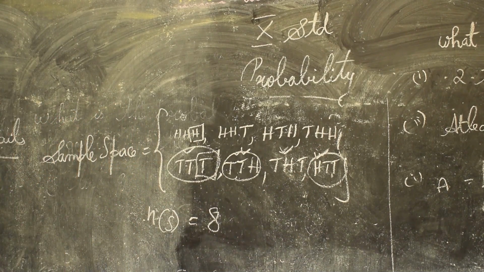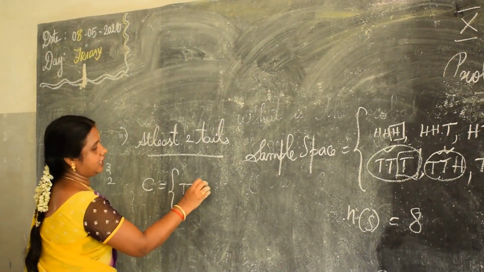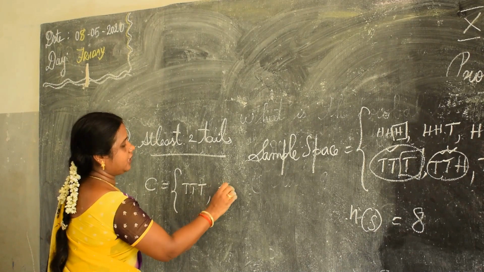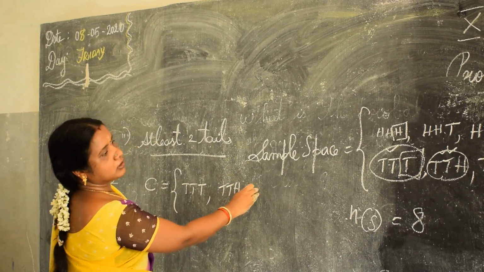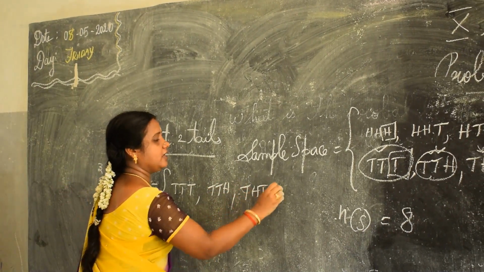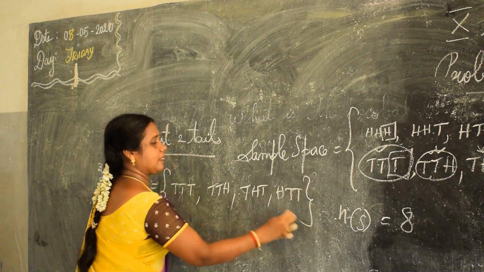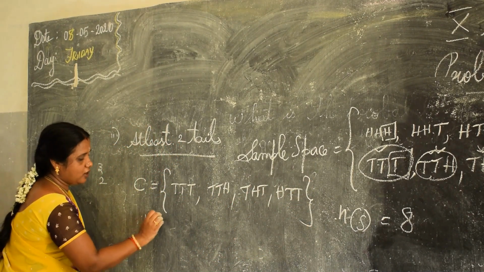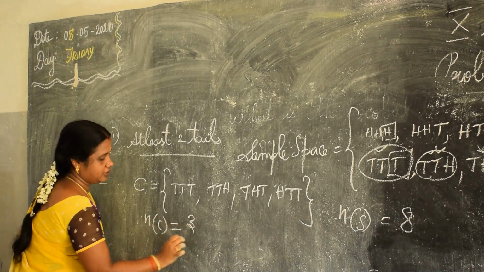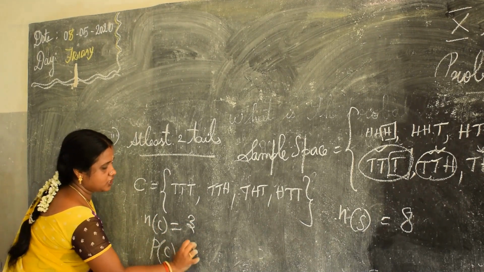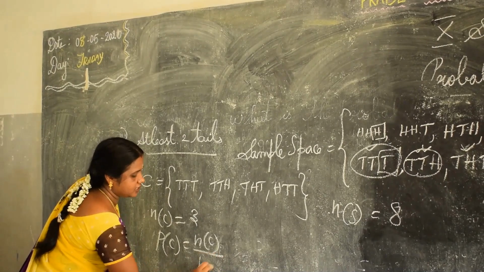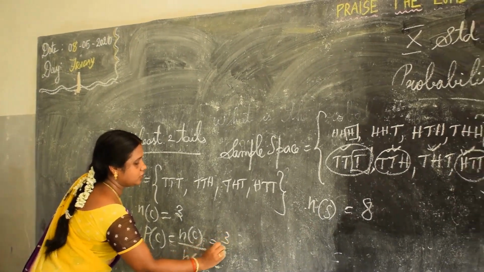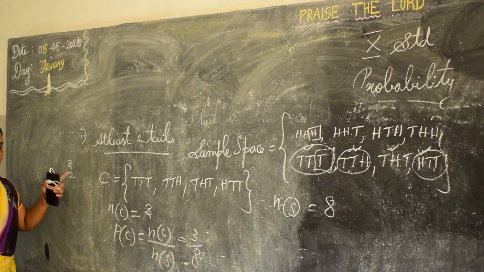So our C is TTT, then TTH, THT, HTT. This is our sample space, at least 2 tails. So our N of C is equal to 3. So P of C is equal to N of C by N of S. That is equal to 3 by 8. This is for at least.